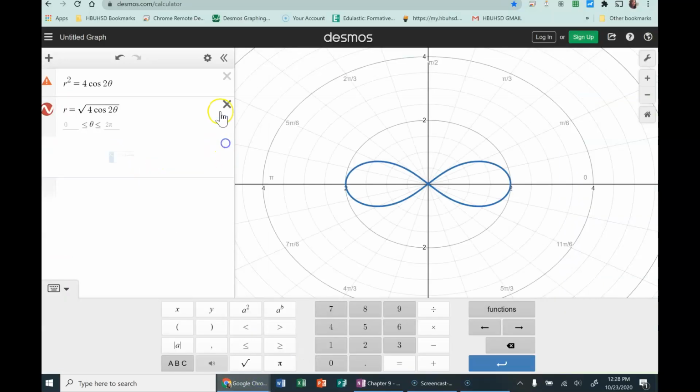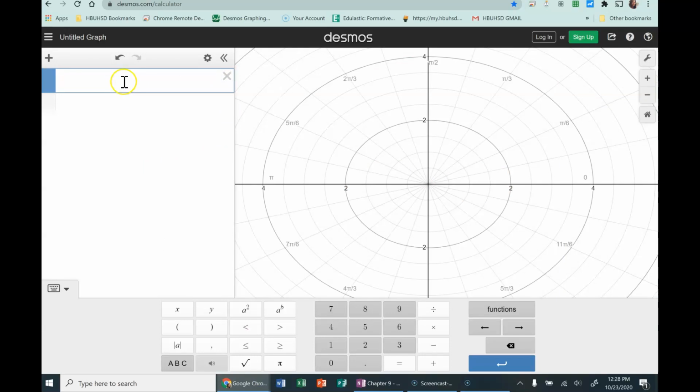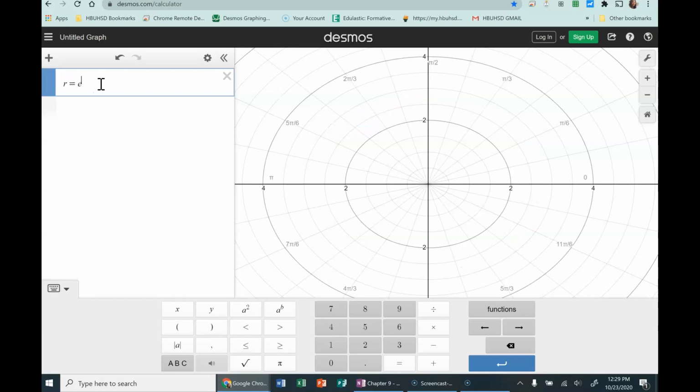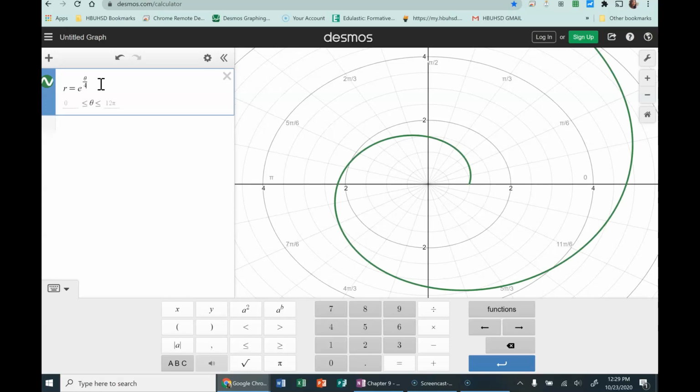So we want to graph out r equals e. Let's find where that is. To find e, just type e on your keyboard, okay? And then the caret, to the power of, let's see, that was theta divided by 4. So theta divided by 4, just like that.